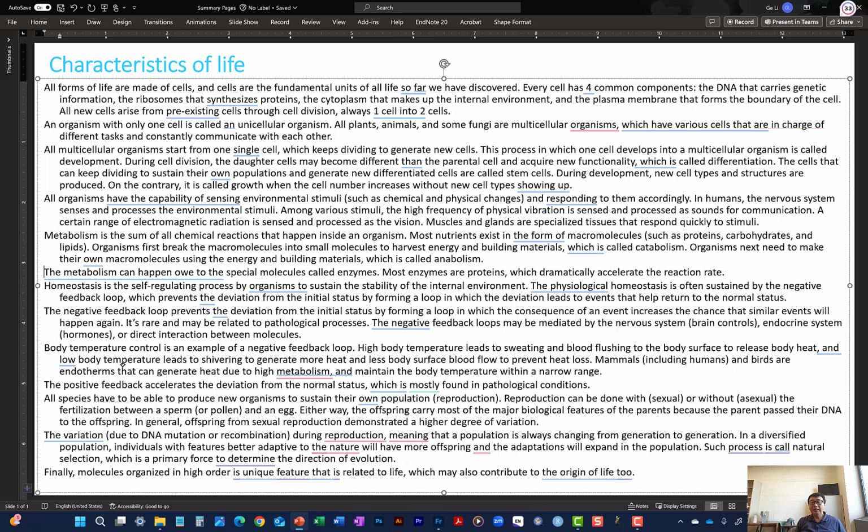And this capability of producing new individuals, we call it reproduction. So all species we have found so far have the capability of producing new individuals, and we call it reproduction. And reproduction can be conducted in different ways.